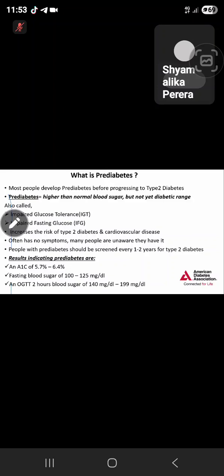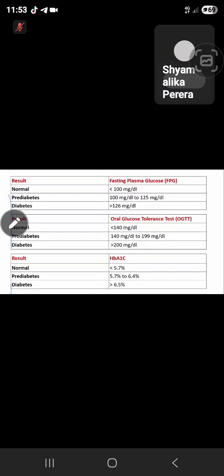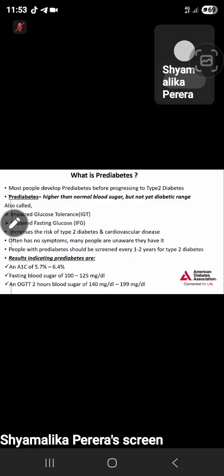Like, if your fasting blood sugar level is in between 100 to 125, you know that it's more than 100, it's a high value, but you can't term that patient as diabetes because it's still in between 100 to 125. So at that time, you have to use another test to confirm whether this patient is diabetes or pre-diabetes.